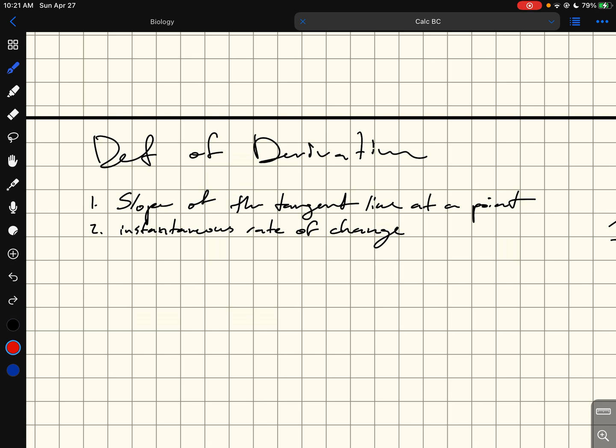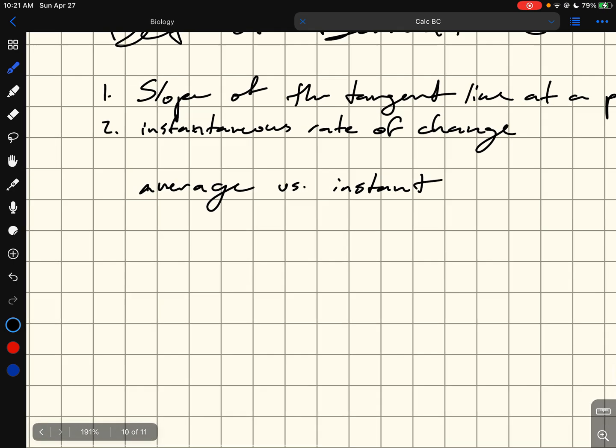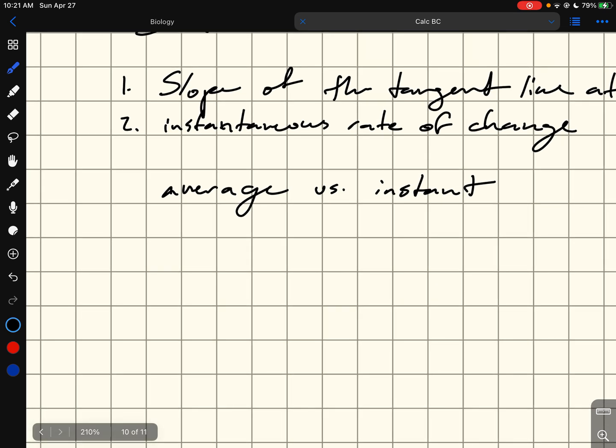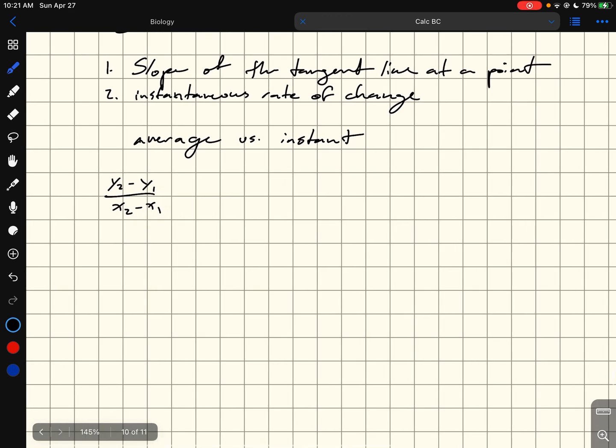Okay. And then something that we want to clarify is the difference between average and instantaneous rate of change. Average versus instant. So the average rate of change is the slope that you learned in like fifth grade, which is y2 minus y1 over x2 minus x1. So average rate of change is rate of change over an interval.